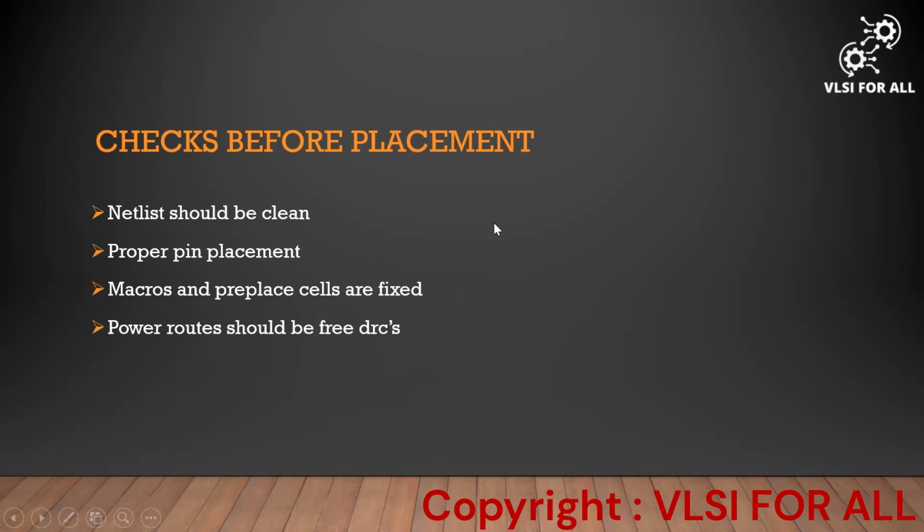Checks before placement. Before starting the placement, we need to do some checks. The netlist should be clean. The other one is proper pin placement; the pins should be placed properly. And the macros and pre-placed cells are fixed. After doing the macro placement, we have to fix those macros. The pre-physical cells also have to be fixed, so we check whether they are fixed or not. And the power routes should be free of DRCs. Like we discussed earlier, after giving check PG DRC, if it reports any PG shorts or PG opens, the power routes should be free from those kinds of shorts and opens.